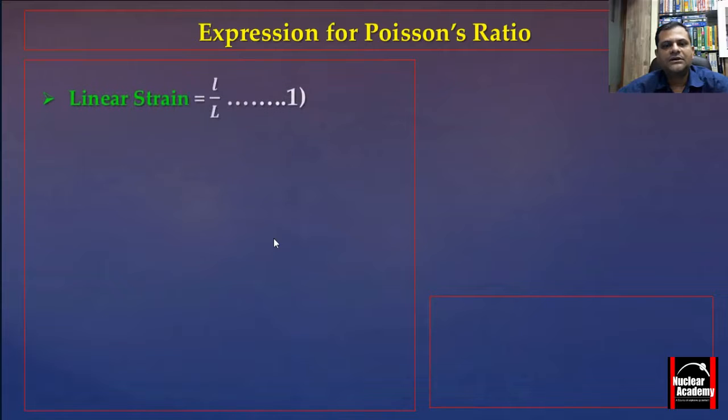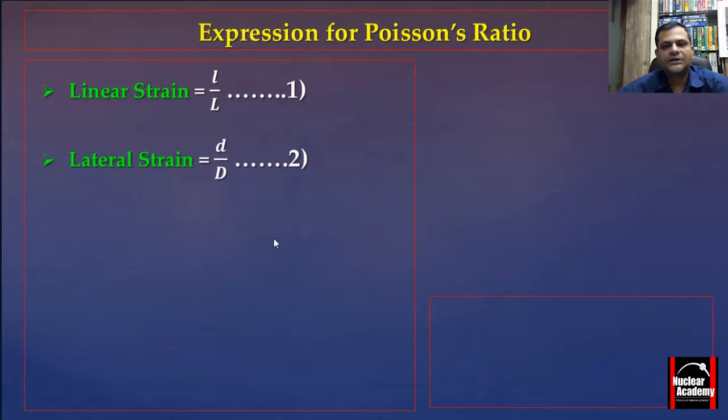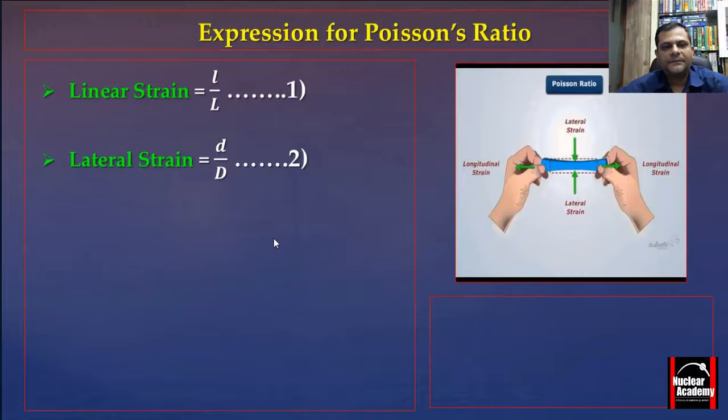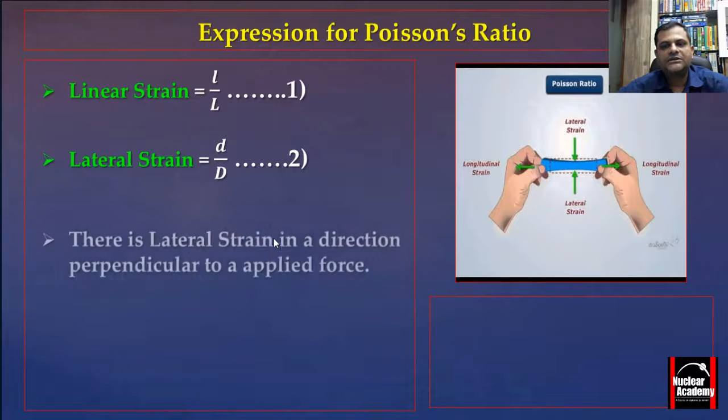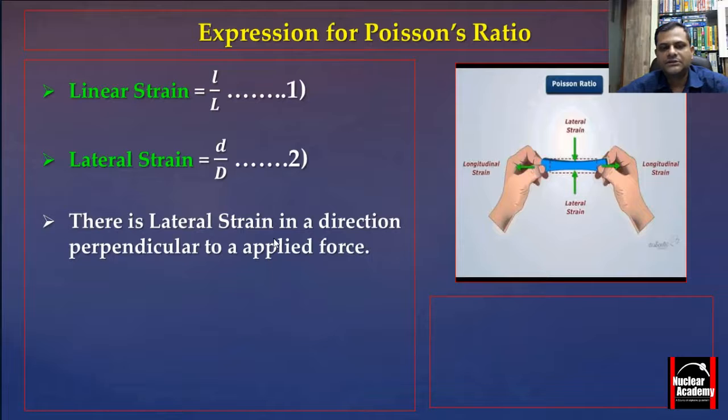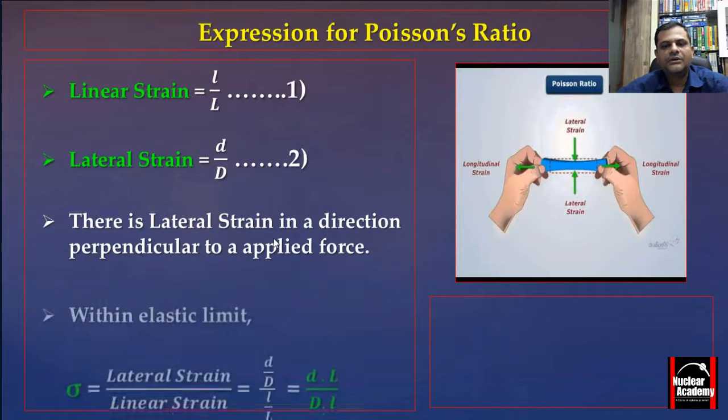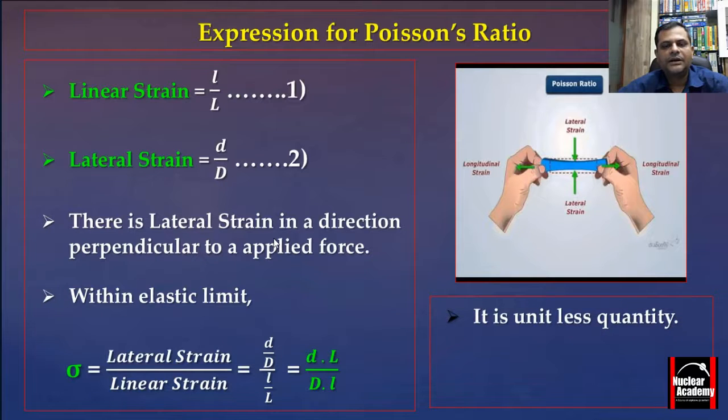अगर हम कंसिडर करते हैं पॉइजन्स रेशियो का एक्सप्रेशन, तो उसके लिए हमको लीनियर स्ट्रेन जैसा कि हम जानते हैं, the linear strain is defined as the change in length upon original length, that is small l upon capital L. Lateral strain can be defined as the change in diameter upon original diameter, that is small d upon capital D. And whenever there is a lateral strain in a direction perpendicular to the applied force, तो मतलब इस एक longitudinal direction में अगर longitudinal strain होता है तो उसके perpendicular direction में lateral strain produce होता है.